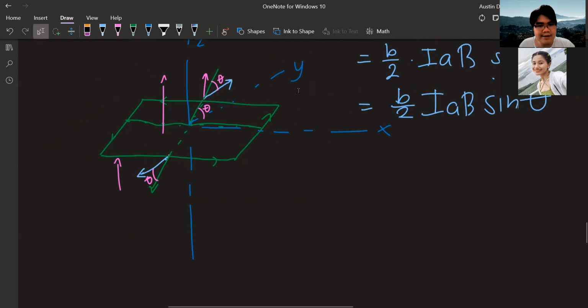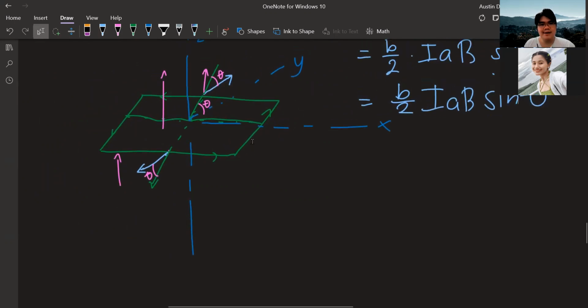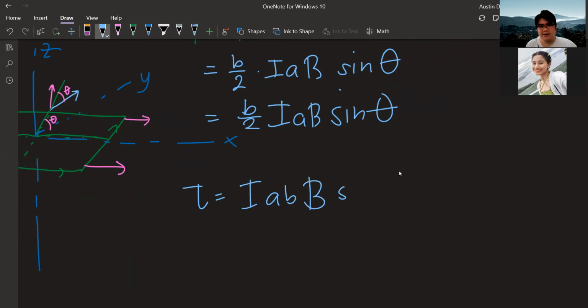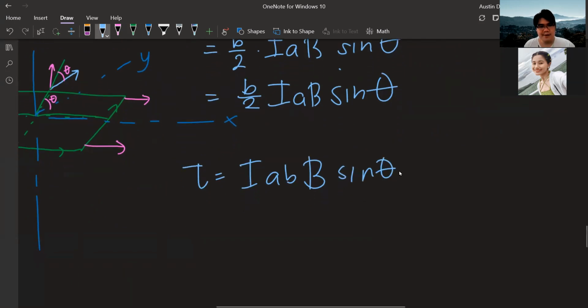Okay, and then sa sides, walang ambag to dahil yung forces mo, pag ganun siya, both. Pag ganun din dito. So, walang torque dito sa sides na to. So, therefore, the total torque is just these 2. So, the sum is just tau. This is I A B capital B sine theta. And AB is just the area of the loop.